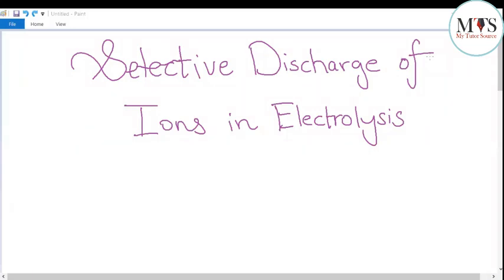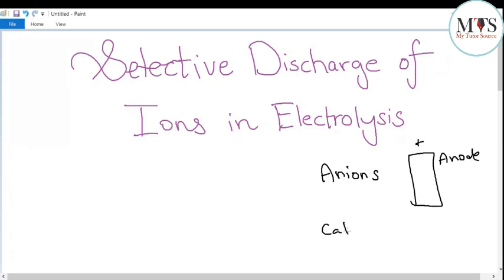Starting with a new topic under the heading of electrolysis, which is the selective discharge of ions in electrolysis. To recap, if you remember, the anions go to the positive electrode, known as the anode, while the cations, the positive ions, will be going to the negative electrode, that's the cathode.